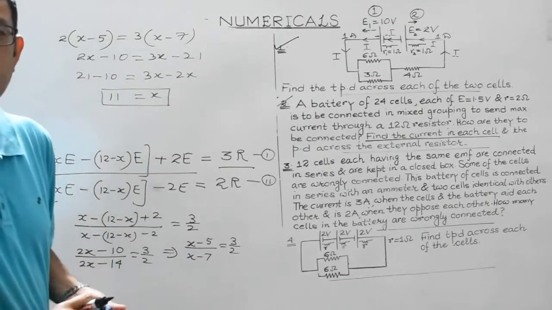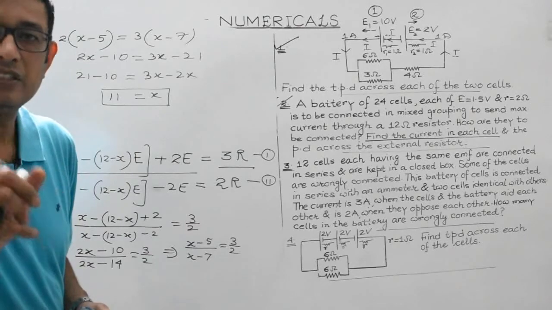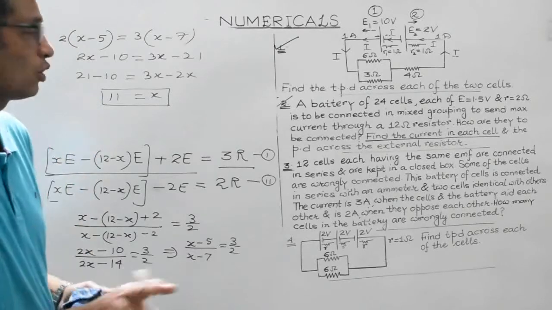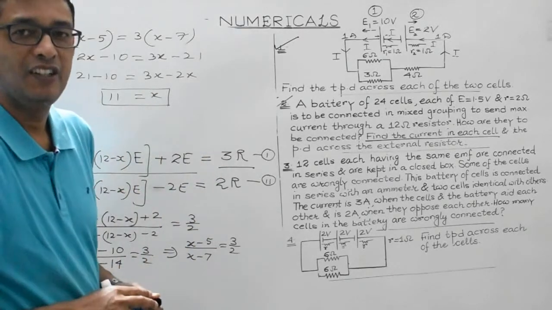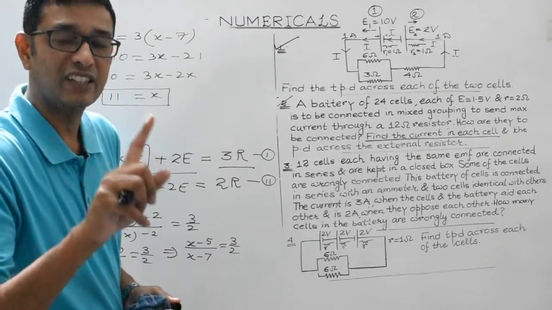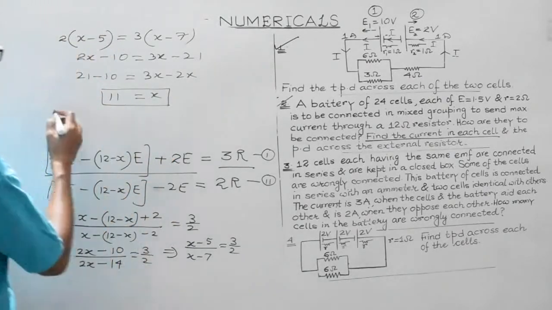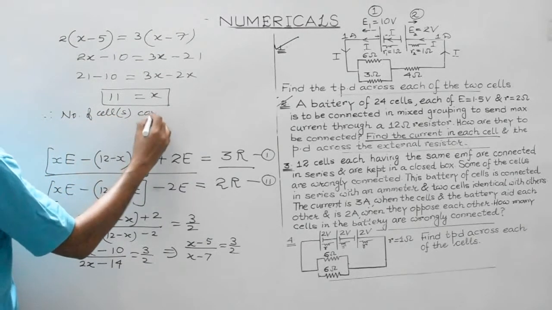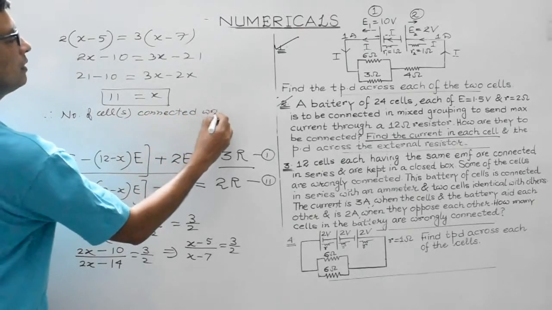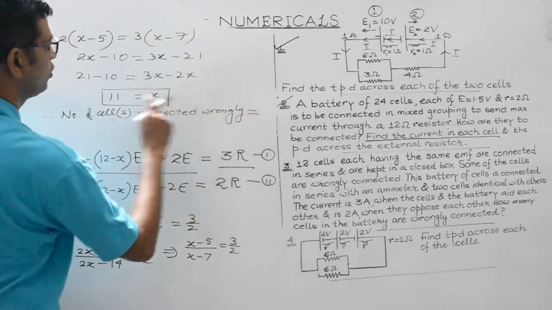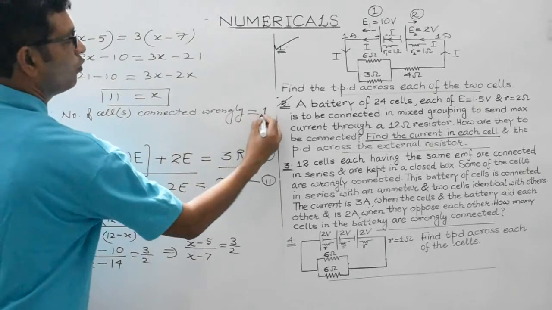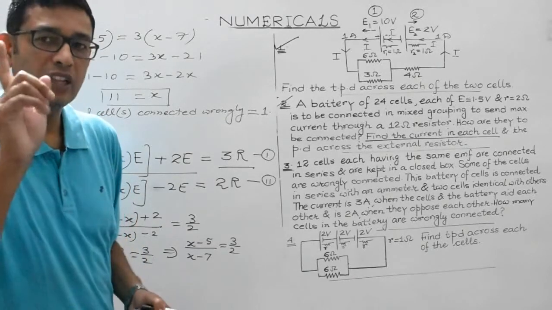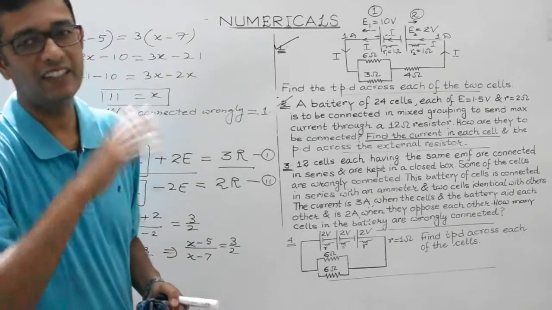So as I have told you, X is assumed to be the number of cells which are correctly connected. There were total 12 cells, out of which 11 cells are correctly connected. So the number of cells which are wrongly connected in the battery must be 1. Therefore, number of cells connected wrongly in the battery would be 12 minus 11, that is 1. So students, 1 is the answer. Out of the 12 cells, only 1 cell constituting the battery is wrongly connected.